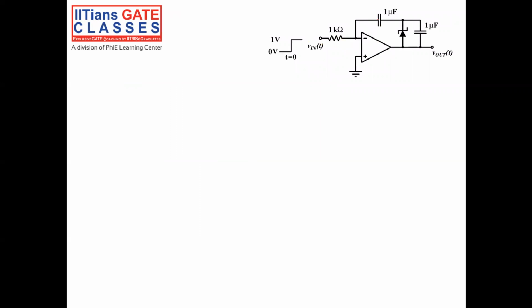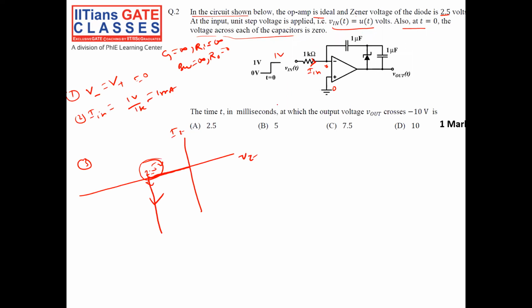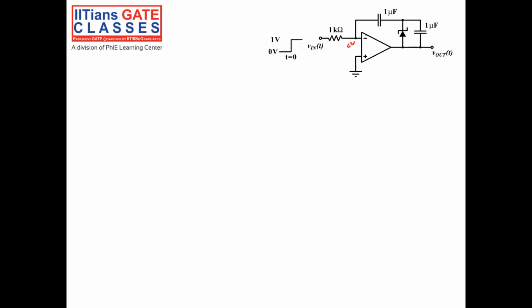See, initially both are 0 volt, right? What it is asking is, we have to calculate the time in milliseconds at which my output crosses minus 10 volt. So what is the output here, guys? This is C1, this is C2, this is VC1, this is VC2. What is the output voltage? V output is equal to 0 volt minus VC1 minus VC2, so output is equal to minus (VC1 plus VC2).